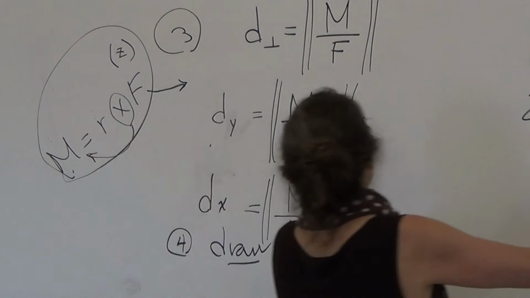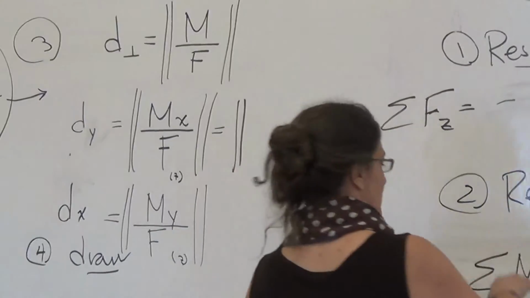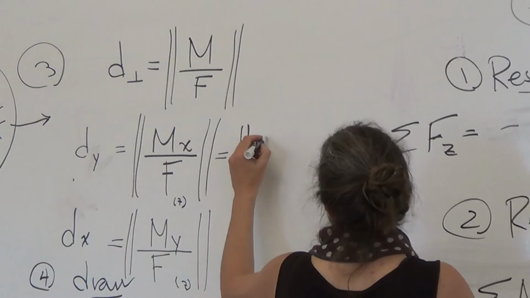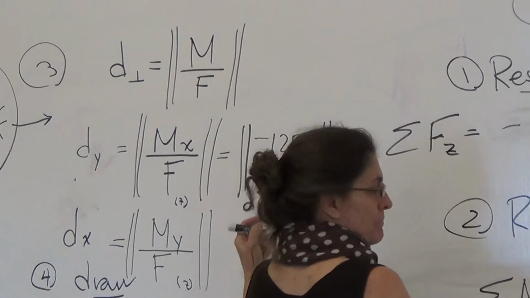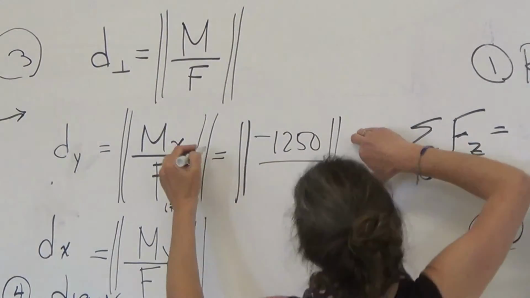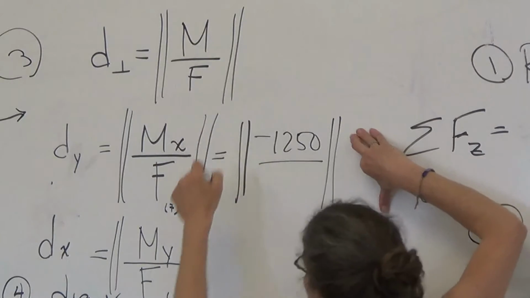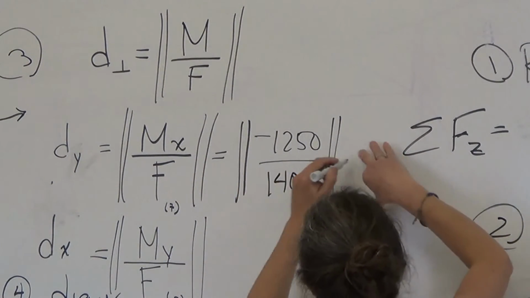Okay, let's put in the numbers now. What's Mx? So, David, we're up to you. What's Mx? Mx is, I'll be keeping in meters. So 1250, it's negative, but remember, the absolute value, another important absolute value. And what's the force? Force is 1400. All positives.